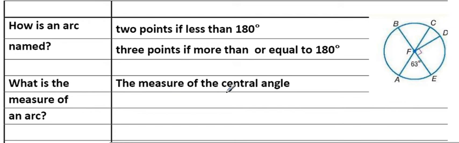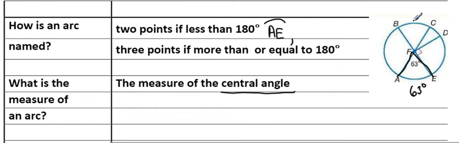So the central angle determines the measure of the arc. So real easy here, we have central angle AFE is 63 degrees. That means the arc is also 63 degrees. And to name an arc, if it's less than 180 degrees, we would use 2 points. So let's look back at this arc AE. You use 2 points and then you use the symbol for arc.